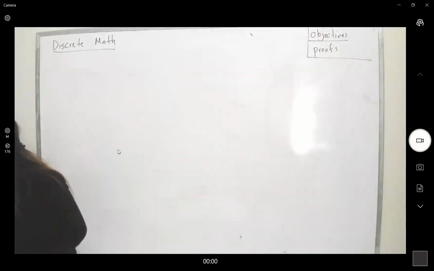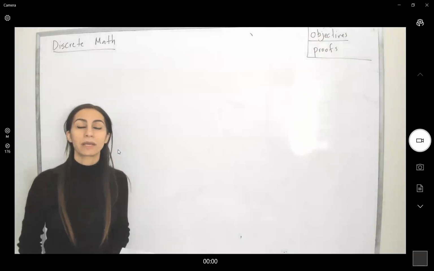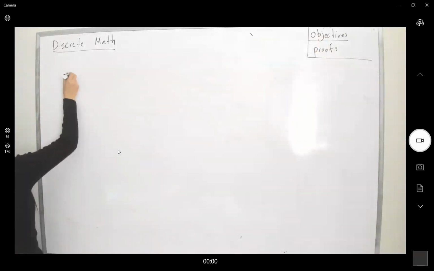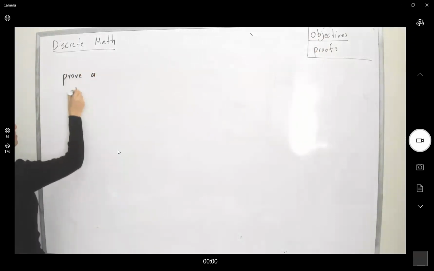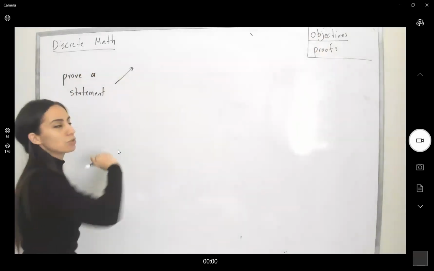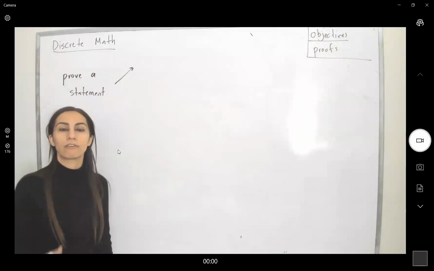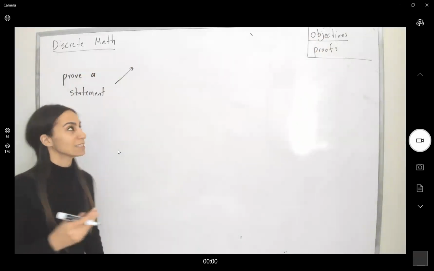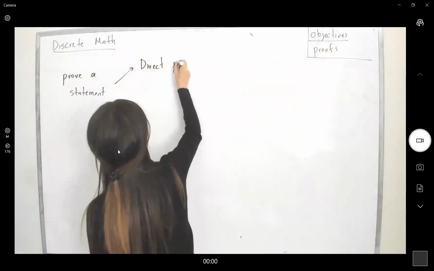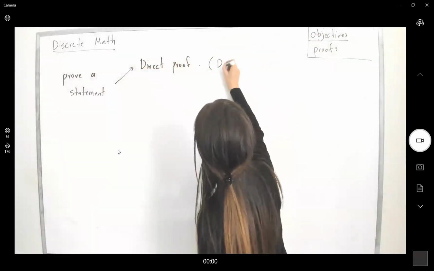So, when it comes to theorems, when it comes to statements, we have different methods of proving them. How to prove a statement? Sometimes you can use direct proof. What's the meaning of that? It means that you can use the definitions and prove that statement. Direct proof. Usually we use the definitions.